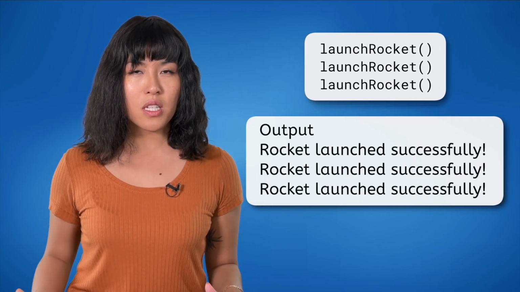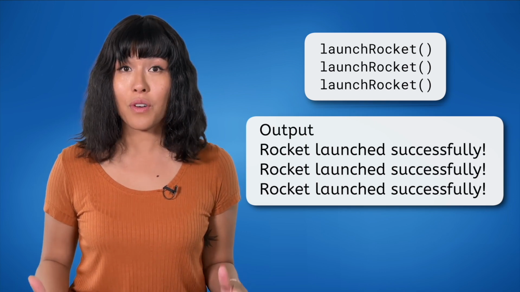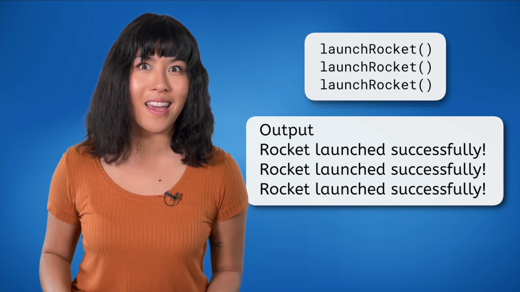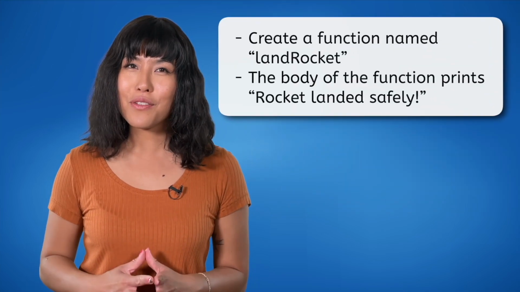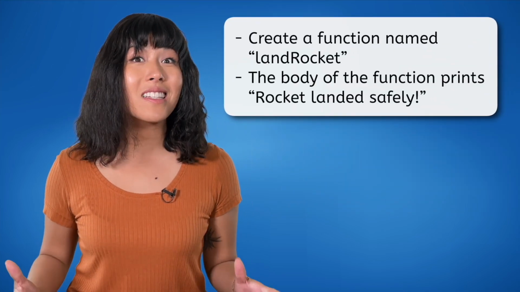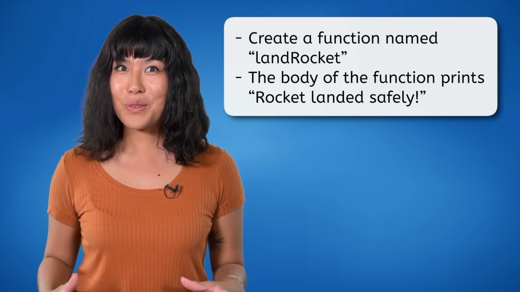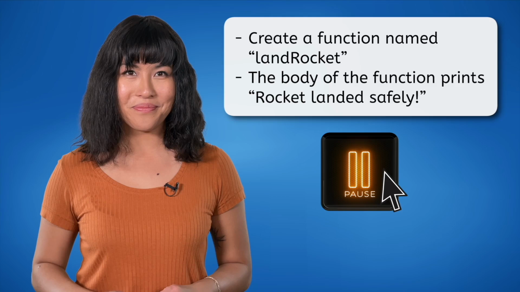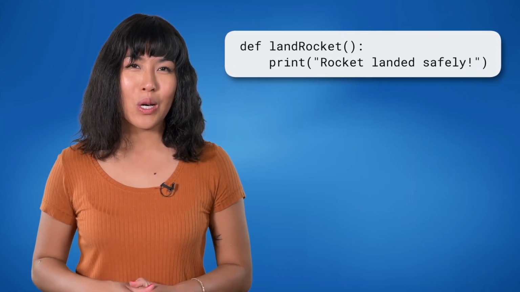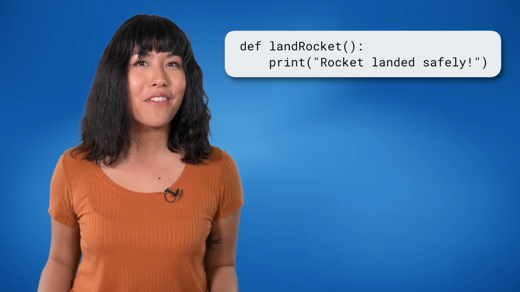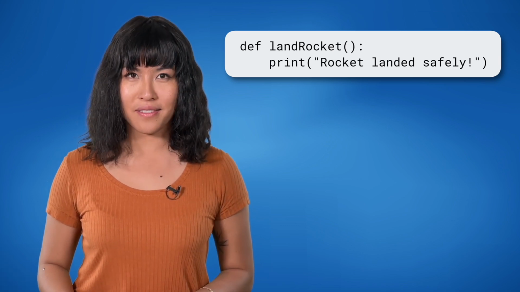But what if we want to perform different tasks with functions? That's where coding multiple functions comes in handy. Let's create another function called landRocket that prints out "rocket landed safely." Do this in your guided notes now. Great job! It should look like this. We define the landRocket function and print "rocket landed safely" in the body of the function.